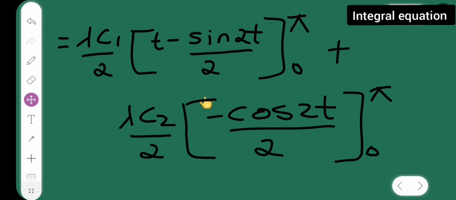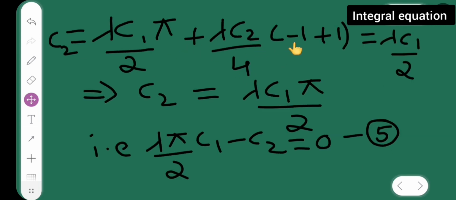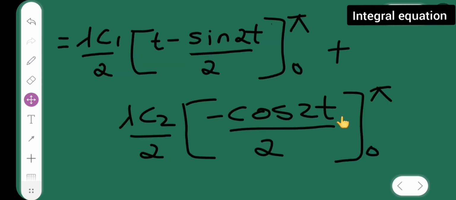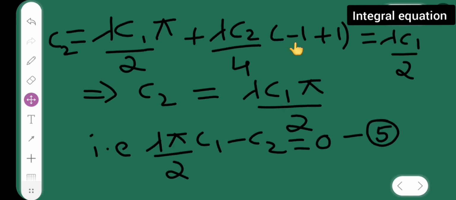The other part is what? Lambda c2 upon 2, write it as it is. And then cos of 2 pi is what? 1. So it is minus 1, and then cos of 0 is what? 1. But that minus and this minus will be plus. So minus 1 plus 1 is 0. So the entire term will become 0.